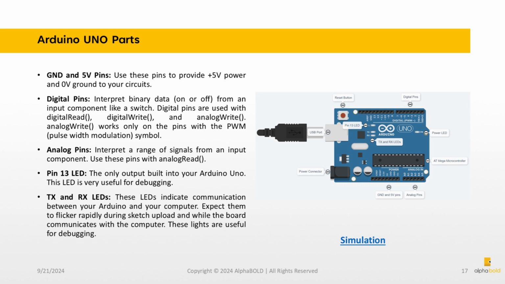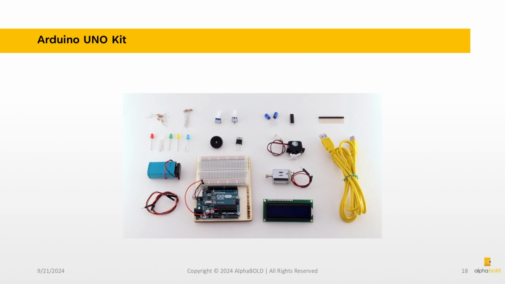TX and RX LEDs. These LEDs indicate communication between your Arduino and your computer. Expect them to flicker rapidly during sketch upload and while the board communicates with the computer. These lights are useful for debugging. You can view the Arduino Uno kit here.